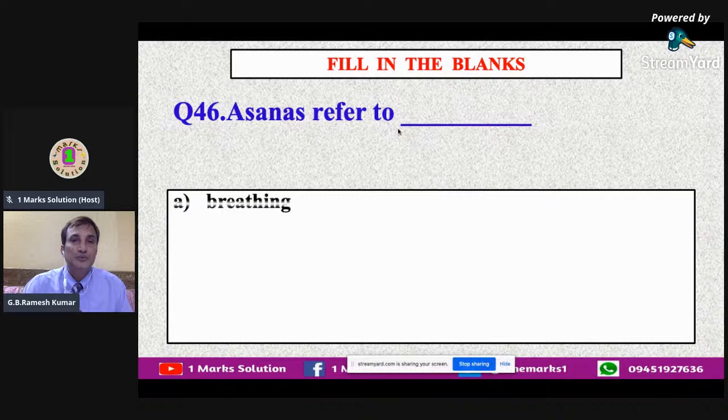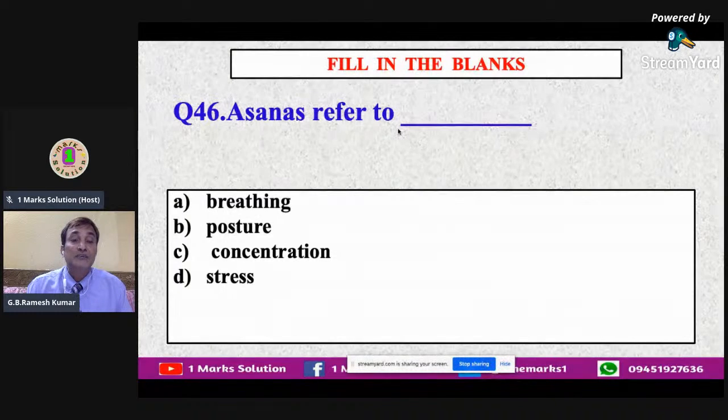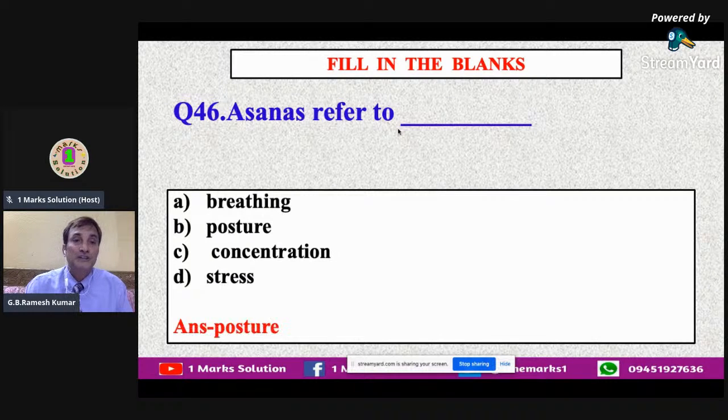Asanas refer to breathing, posture, concentration, and stress. So breathing is about pranayama, concentration is about dhyana, and stress is also dhyana and meditation. This is for the posture. Now once again I'll repeat, Sthiram Sukham Asanam. Sthiram Sukham Asanam means steadily, comfortably, any posture is called asana.